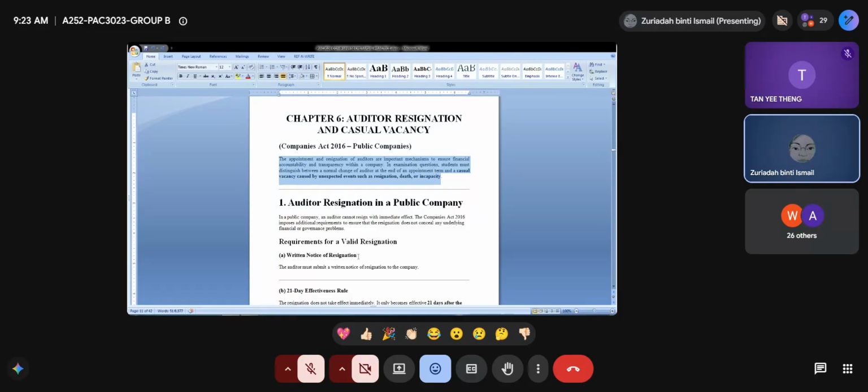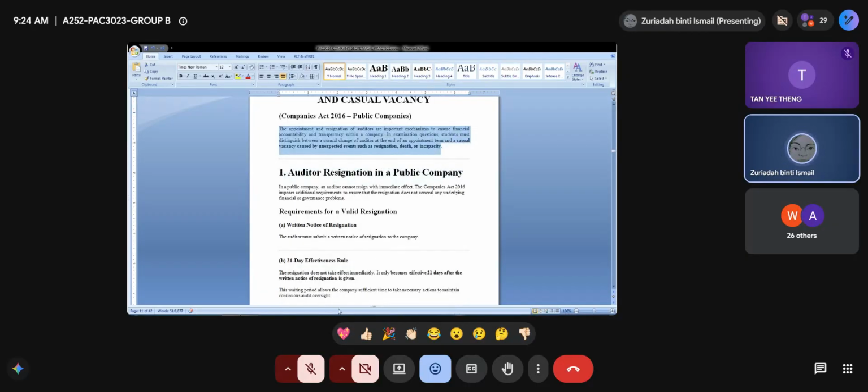And this resignation will not be enforced immediately. It becomes effective 21 days after the notice of resignation is tendered. Why do they need 21 days? This is a period given for the company to take necessary action, for example, to appoint another auditor.